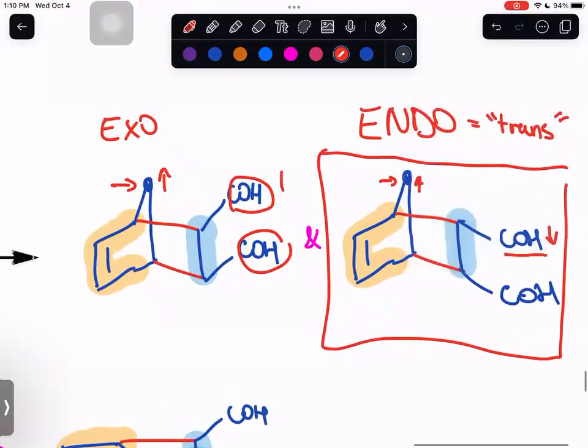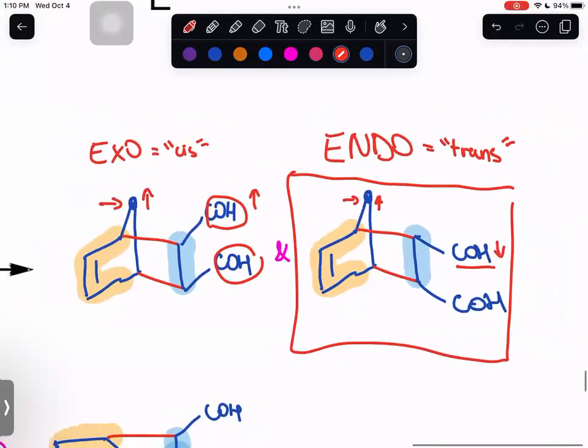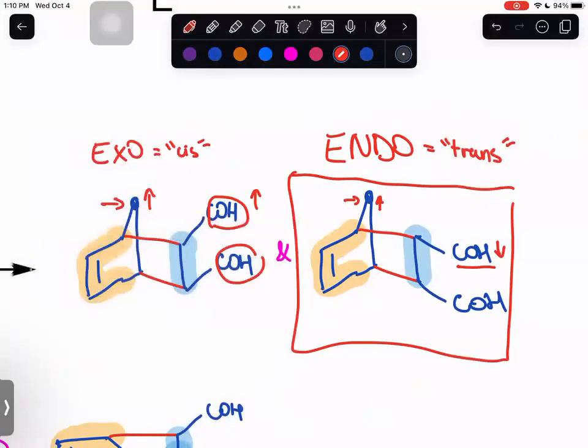Now, in this case, the groups are pointing up. They're pointing in the same direction, so it's gonna be cis, which is technically the correct term for this reaction, which is gonna be exo. Endo is gonna be when your groups are trans. Endo is your major product always.